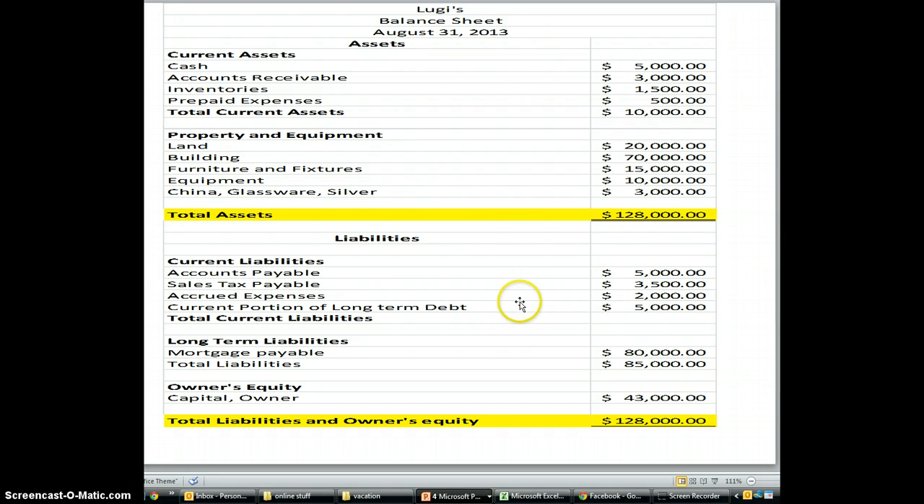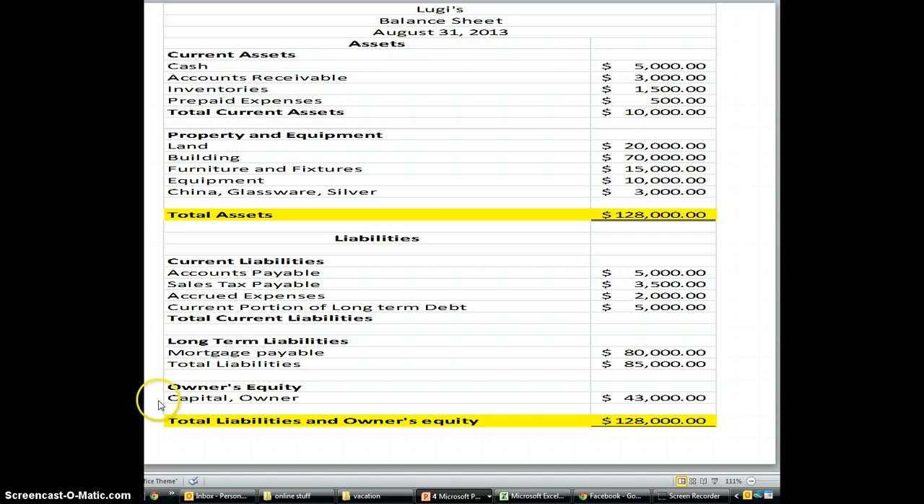They have value. And then down here we come to our liabilities. That is what's owed. And you can see we have accounts payable. That's when we owe someone else. Sales tax payable. When we charge sales tax, we have to remit it back to the county or the state. Accrued expenses, which we'll talk about later. Here's a mortgage payable. Those are all debts.